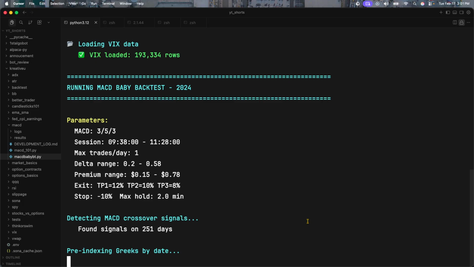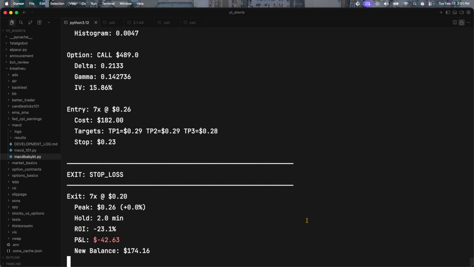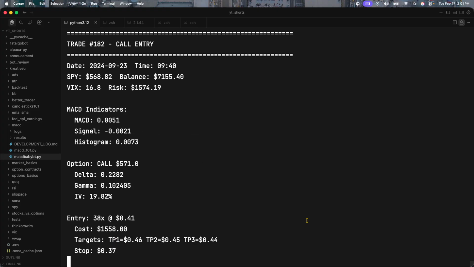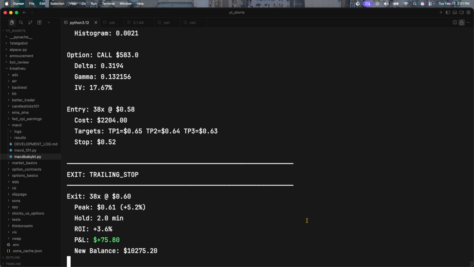I'm running part 2 of our backtest. I already ran 1. I just want to run 2 to see if we can improve it a bit by improving the minimum delta. Let's see how much of an impact that'll have. I'll run it one more time on 2023 and see if that has an impact.